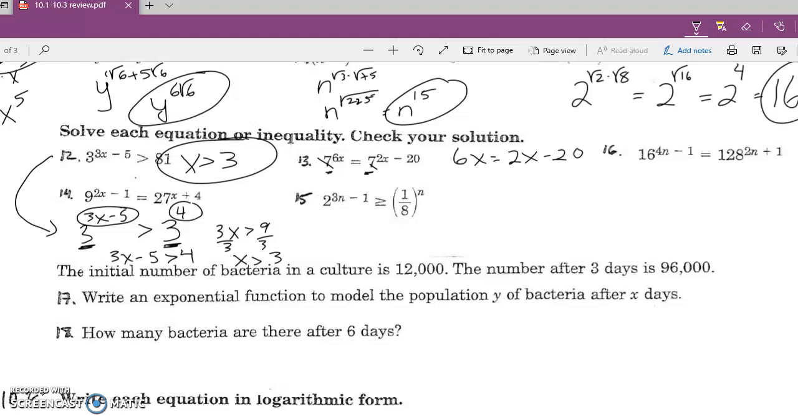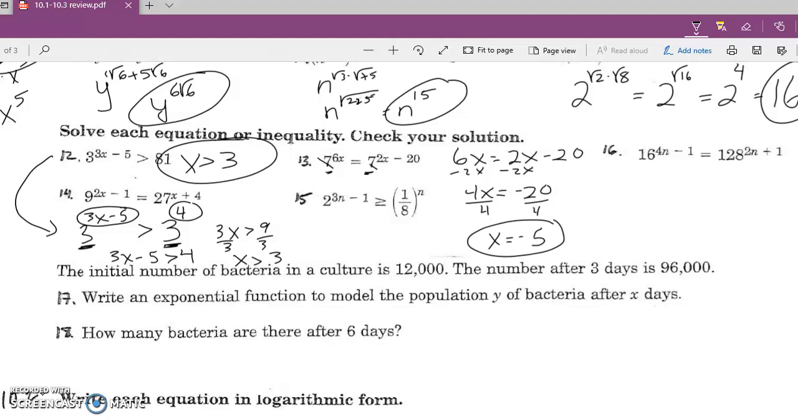So you can do this. You can subtract 2x from both sides. You get 4x equals negative 20. Divide by 4, and x would equal negative 5, I believe. Okay? So that would be the answer to that one.